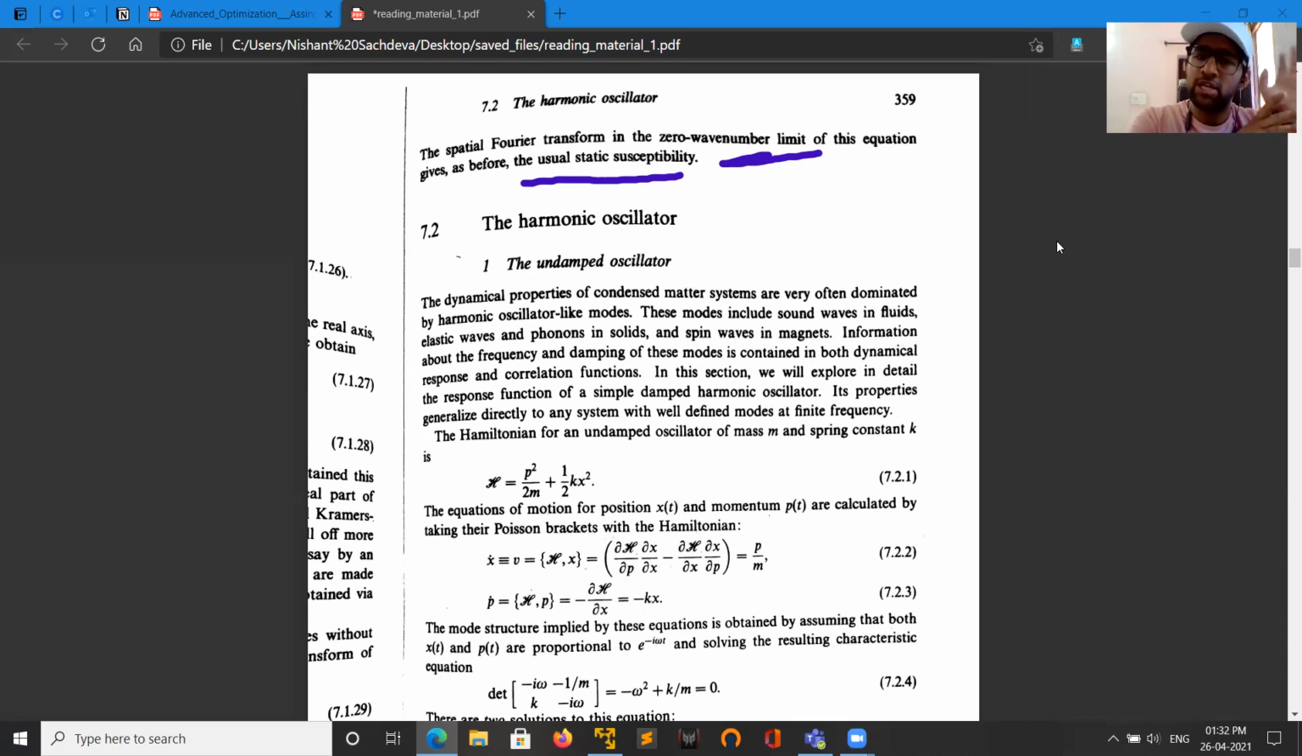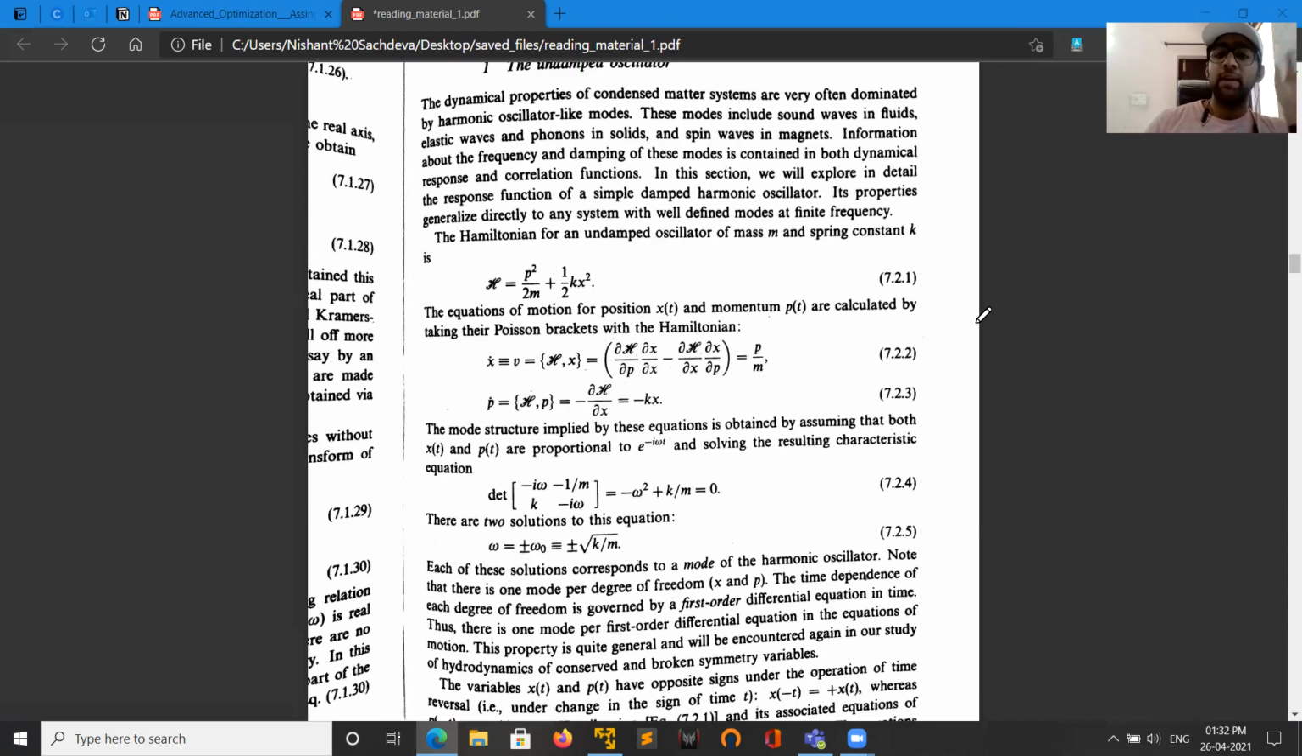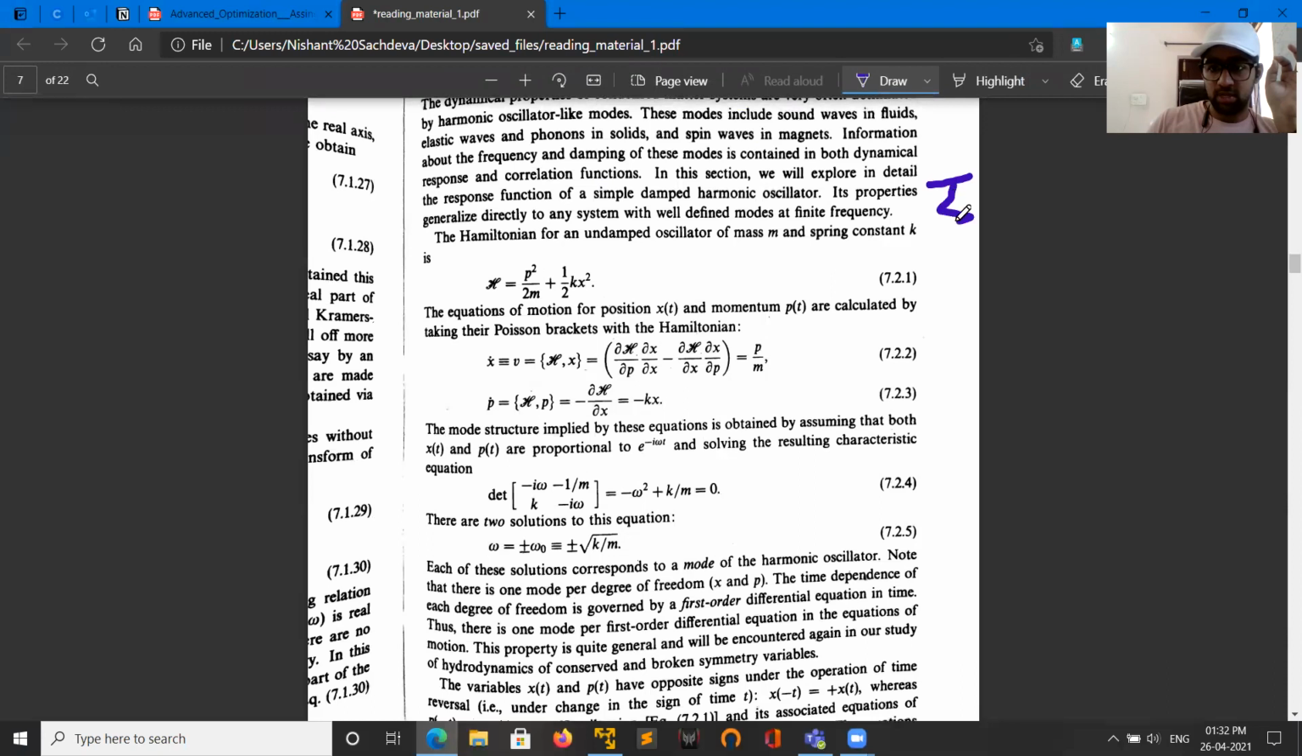Its properties generalize directly to basically any system with well-defined modes at finite frequency. Remember that, finite frequency, that will be important as we go ahead. So the Hamiltonian is basically the sum of potential energy and kinetic energy of an undamped oscillator of mass m and spring constant k. This is the spring constant and this is the mass, just going back and forth, and we are assuming no gravity.